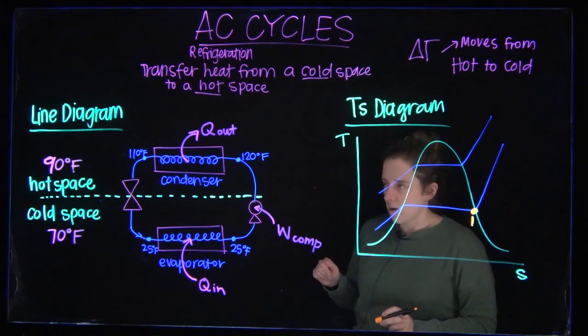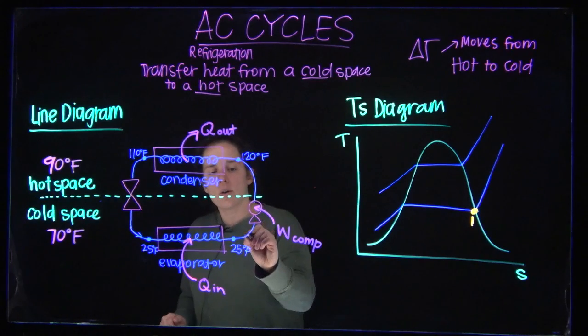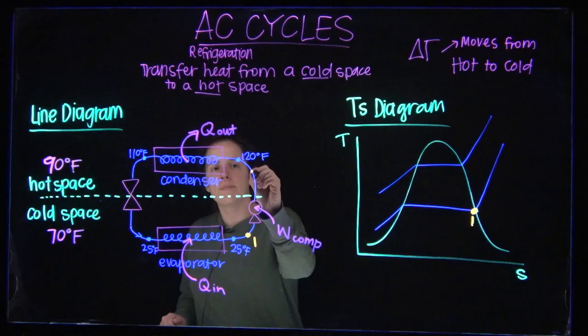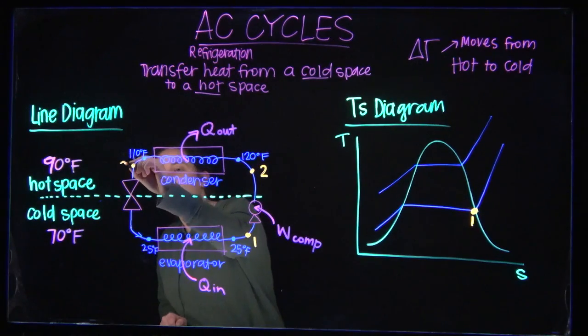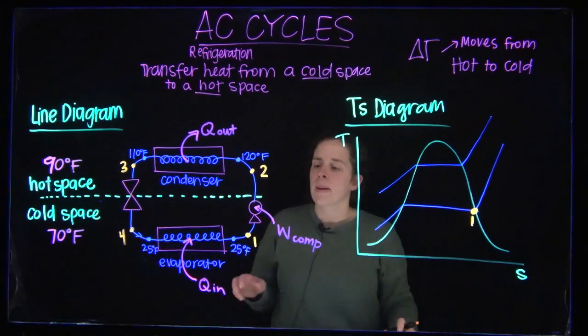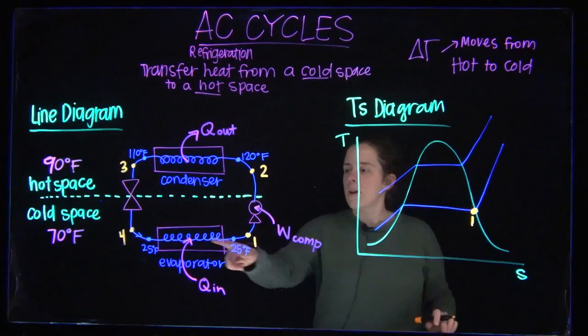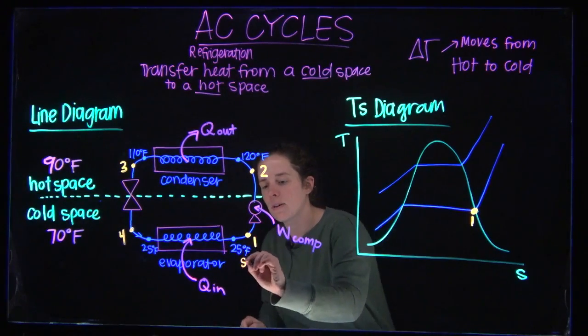Oh, I didn't label the numbers over here. Let's go back and do that. So I actually said this wrong. It's coming out of the evaporator at 1. It's coming out of the compressor at 2. Coming out of the condenser at 3, and coming out of the expansion valve at 4. So at 1, we have just come out of the evaporator, and this is at a saturated vapor.